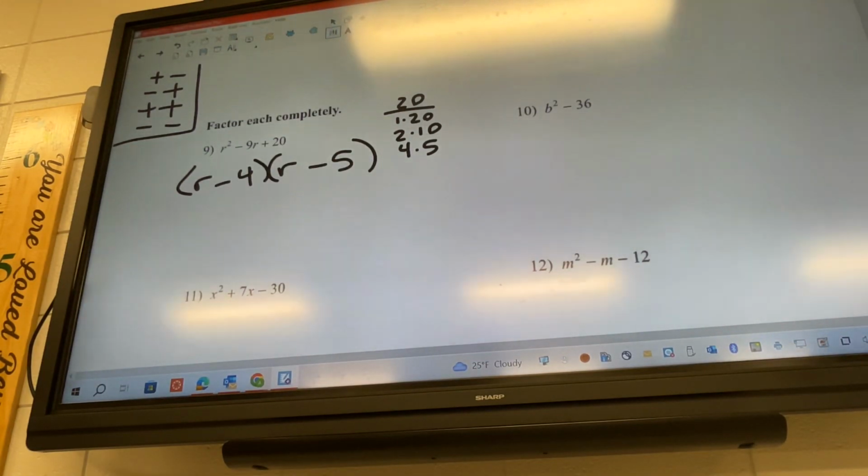Okay, who else? Do we stop or keep going? Are we done? We're done? Yeah. Why do you think we're done? Because it doesn't have an equals 0 on there.